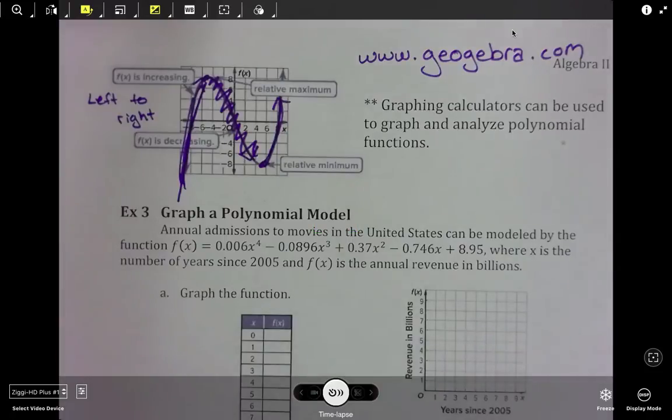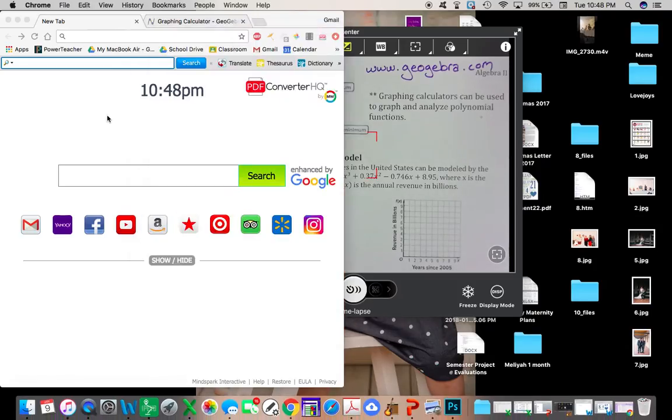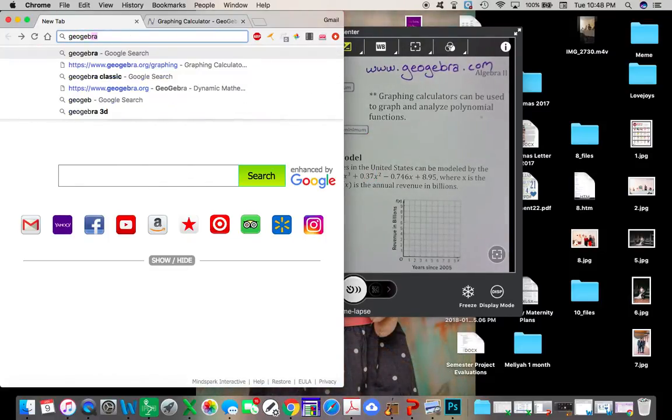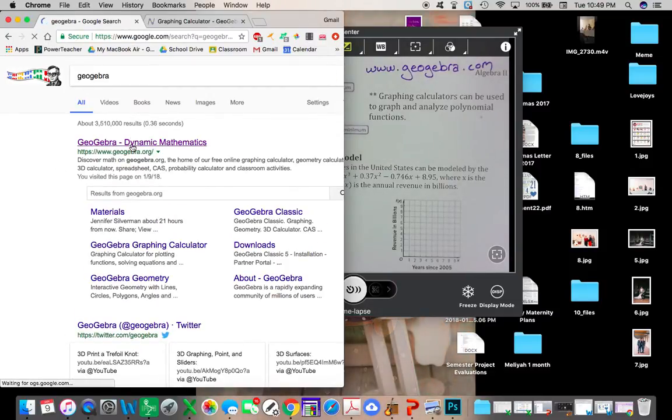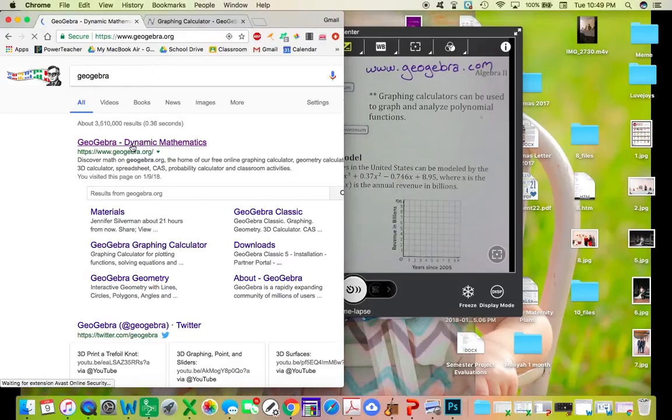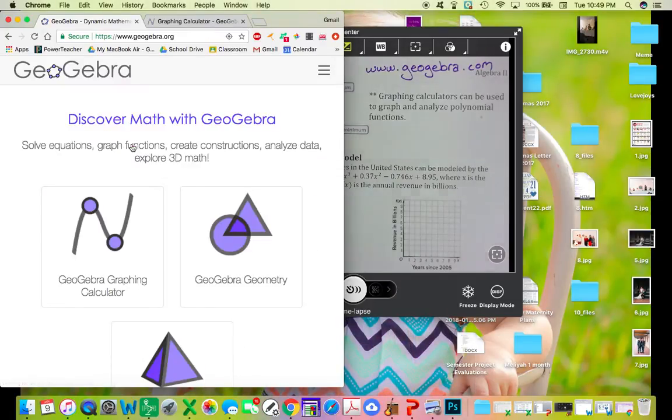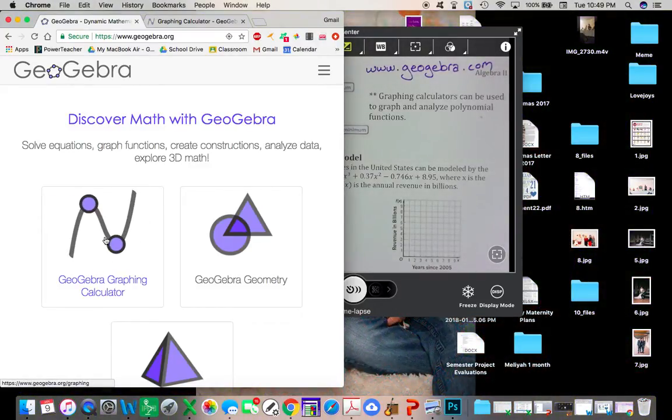If you just Google that, it will take you to the right spot. So I'm going to go to that website now, and I'm going to show you. I'll just go GeoGebra, GeoGebra, and it will take me here. And I want to click on that first one, dynamic mathematics. Okay, it takes a second to load. Okay, and we want GeoGebra graphing calculator.